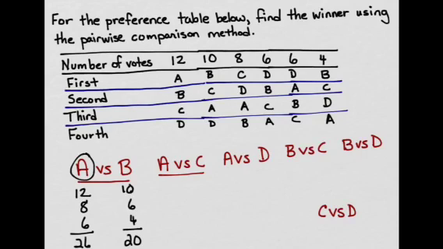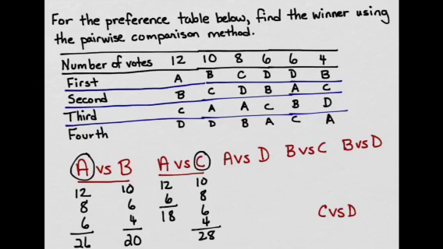All right, so let's see. Who gets the first 12? That would be A. Who gets the next 10? C is above A, so C gets 10. The next 8 go to C. And the next 6 go to C. And then the next 6 after that go to A, because A is in second, B is in fourth. And the last 4 go to C. So now we have 18 versus 28. C wins over A.